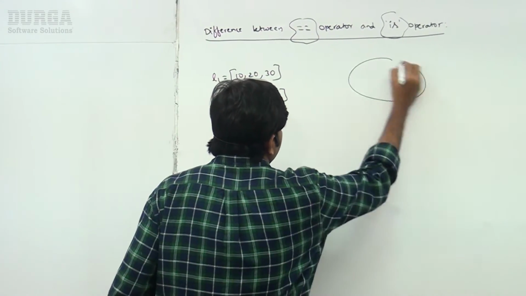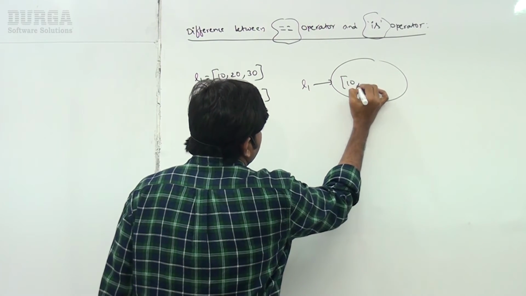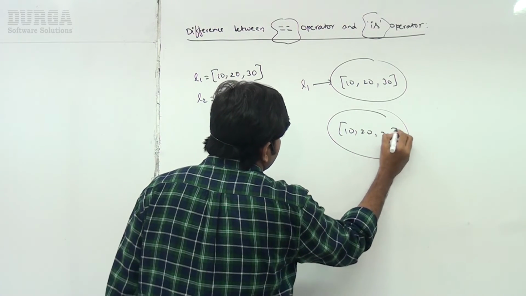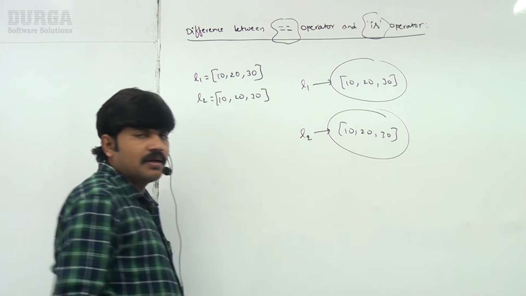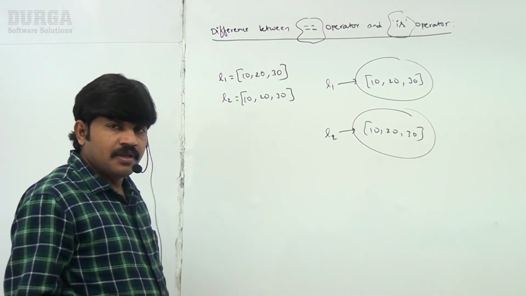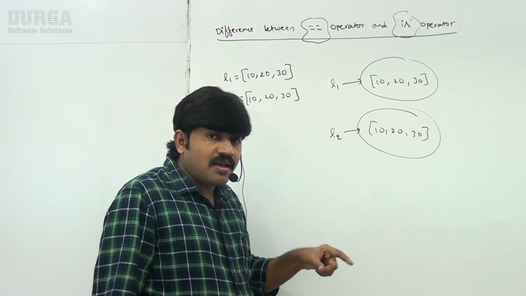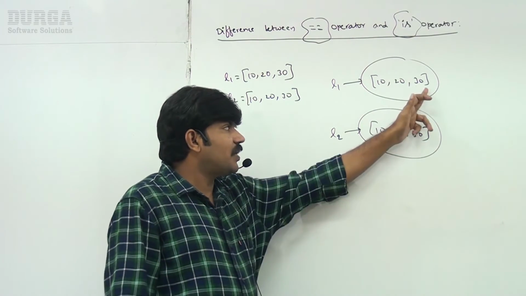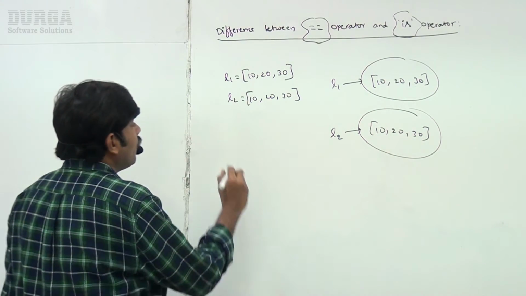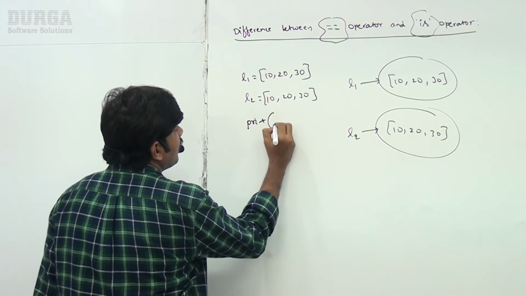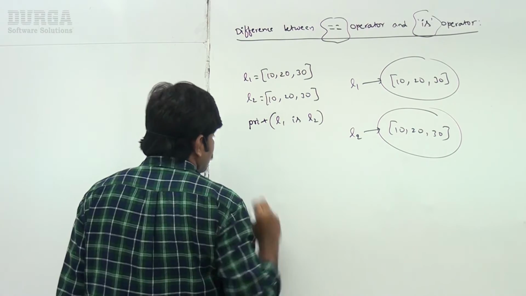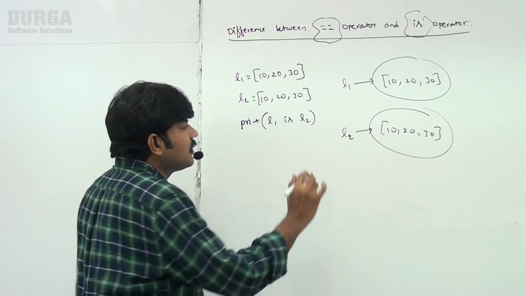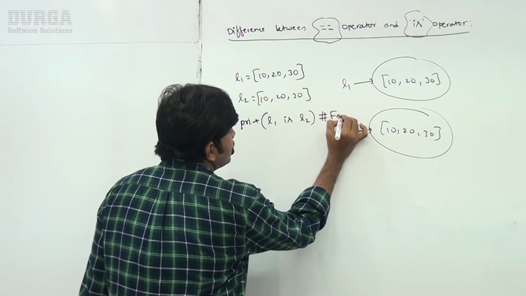Do you know? Here L1 is created, sir, with content 10, 20, 30. L2 is created, sir, with content 10, 20, 30. Are you getting? L1 and L2, sir, two objects are there. If the objects are different, the addresses are different, but the content is always the same. Here 10, 20, 30, here also 10, 20, 30. Sir, now print of L1 is L2. So both are not pointing to the same object. That's why we are going to get simply false as the answer.